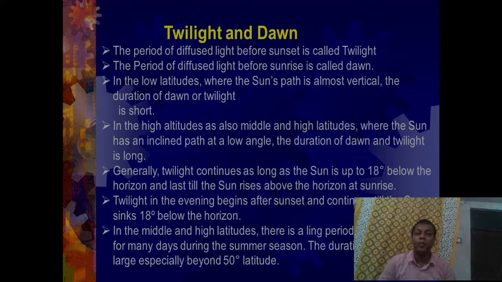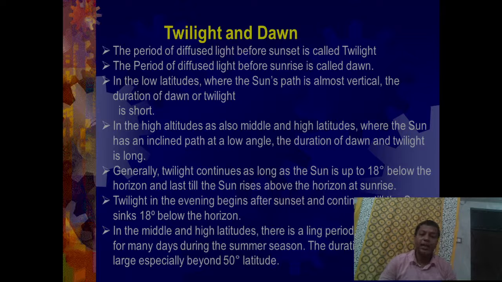Actually, it is astronomical twilighting and dawn. But 6 degrees is the actual human perception of twilighting. So in your book it is given 18 degrees. So keep on going with this concept.